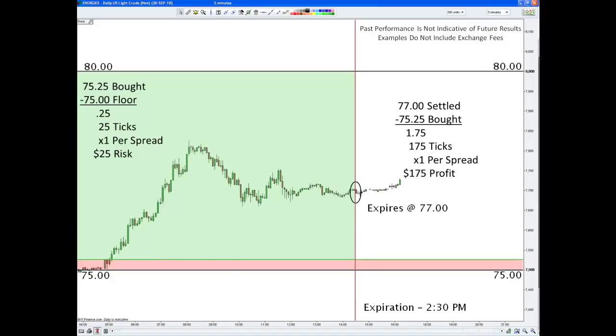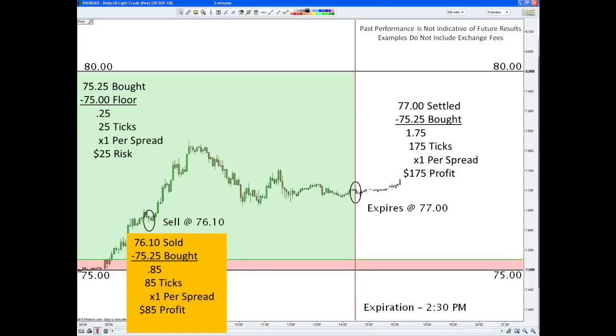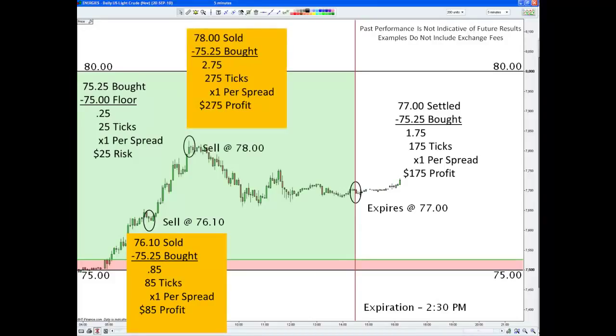But you didn't have to hold it to expiration. You could have got out right here. So let's say you got out at this point, you would have made $85 profit on a $25 risk. Or maybe when it spiked up, you got out at $78. You would have made a $275 profit on a $25 risk.